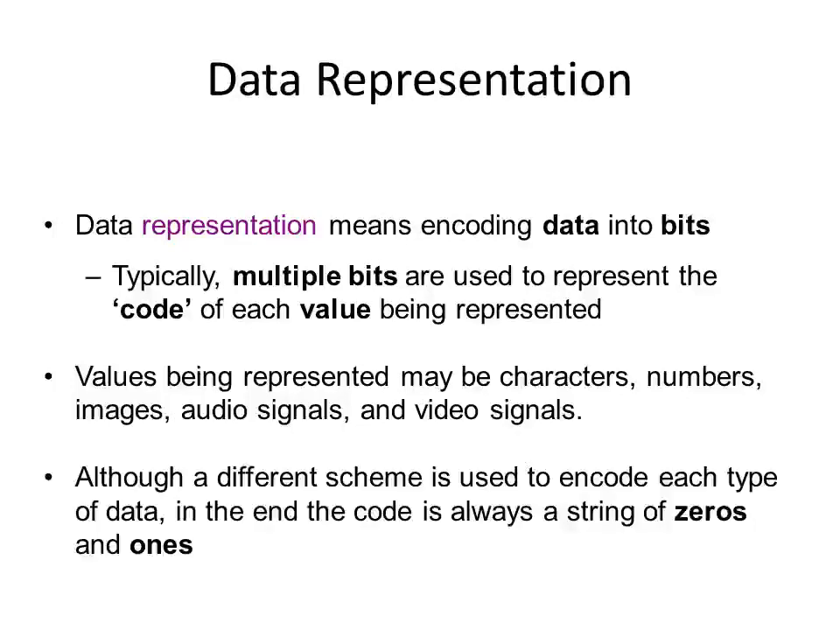Although different schemes are used to encode each type of data, in the end the code is always a string of zeros and ones. Characters, numbers, images are all different things, but internally all this data is represented as zeros and ones.